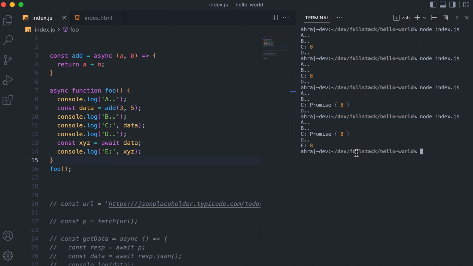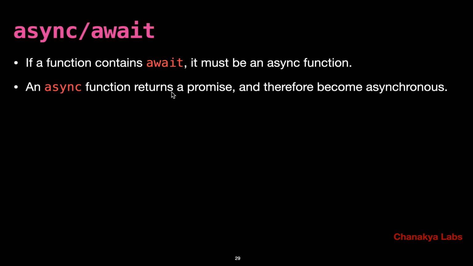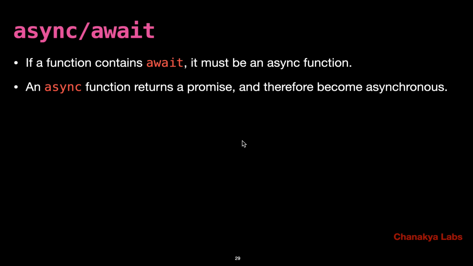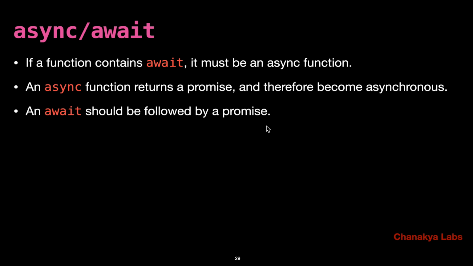So now you can clearly see that in the synchronous case, my final data was available before D only, right? But in this case, before D, the final data is not available. It's just a promise, and the final data is only available when you await it, right? That is the point I'm trying to make: when a function becomes async, it returns a promise, and therefore it looks synchronous, but actually the whole thing becomes asynchronous. Okay. And an await should be followed by a promise.